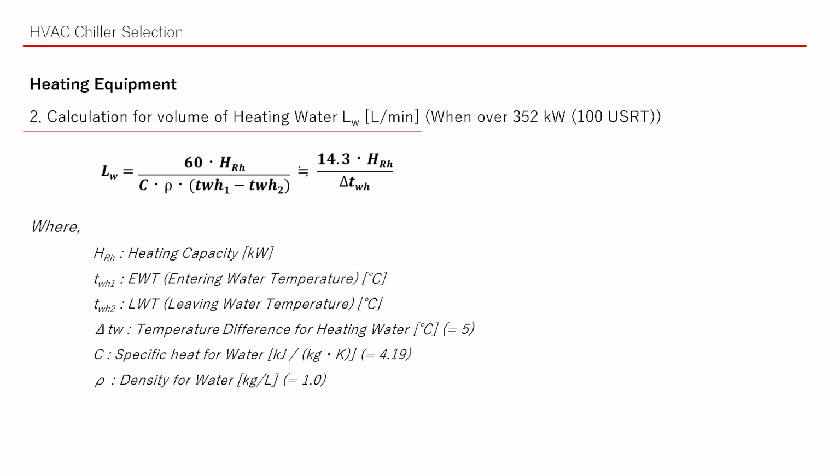2. Calculation for volume of heating water LC. In general, it is easier to obtain a temperature difference on the cooling side. So this calculation is often omitted because normal selection is made on the cooling side.